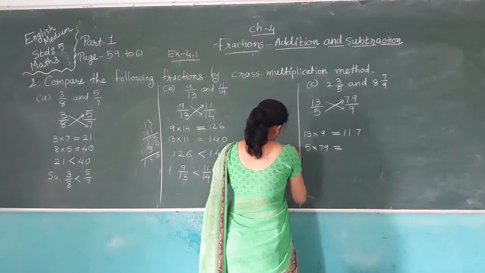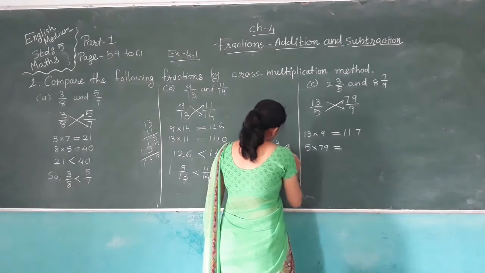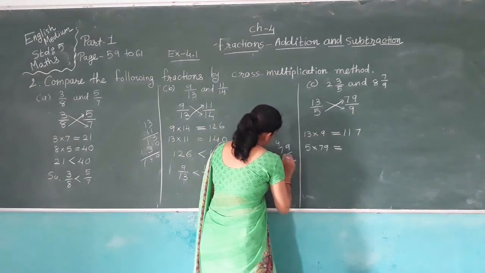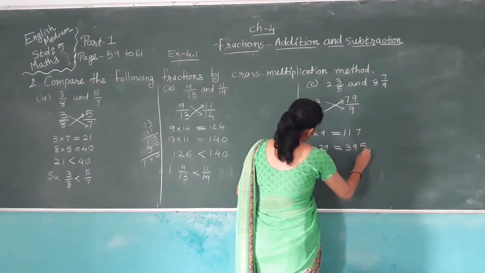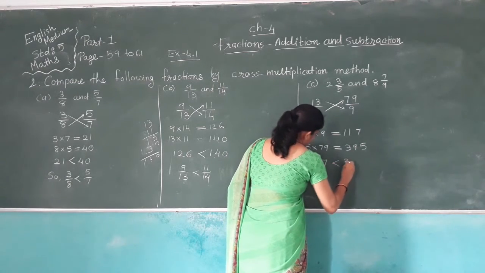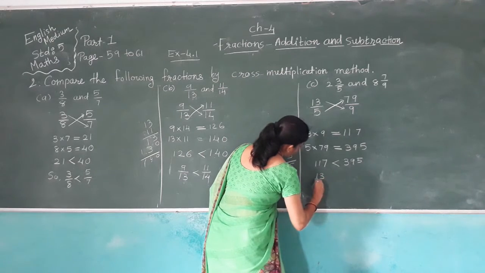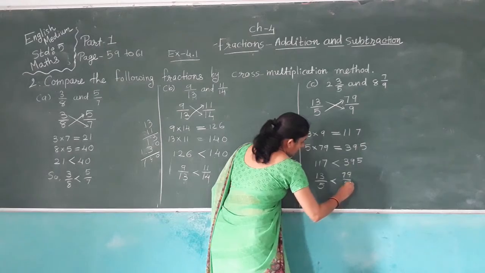17 multiplied by 5. 5 9s are 45, carry over 4. 7 5s are 35 plus 4, 39. 395. In both 117 and 395, this one is greater. That means 3 out of 5 is less than 17 out of 9.